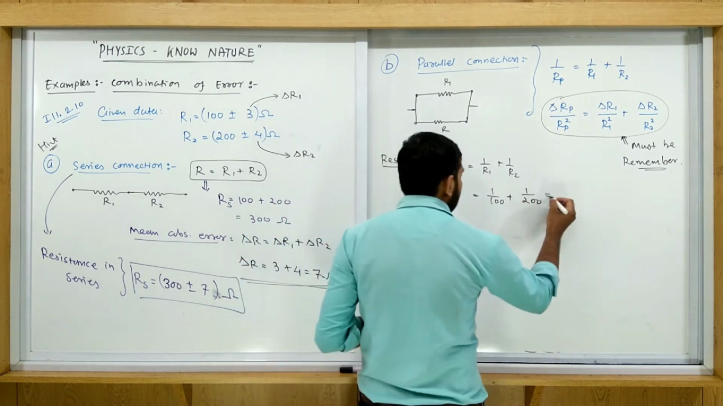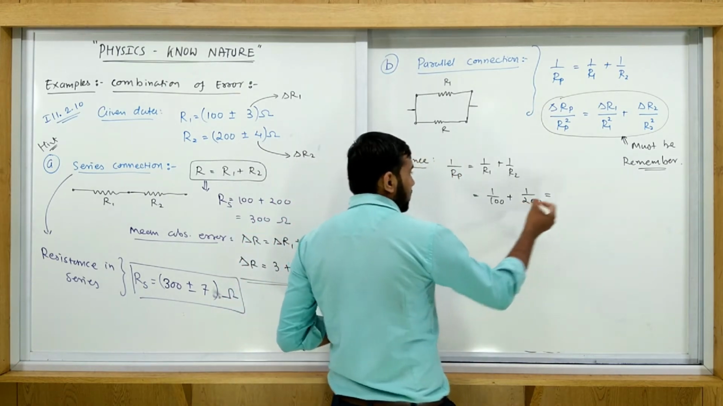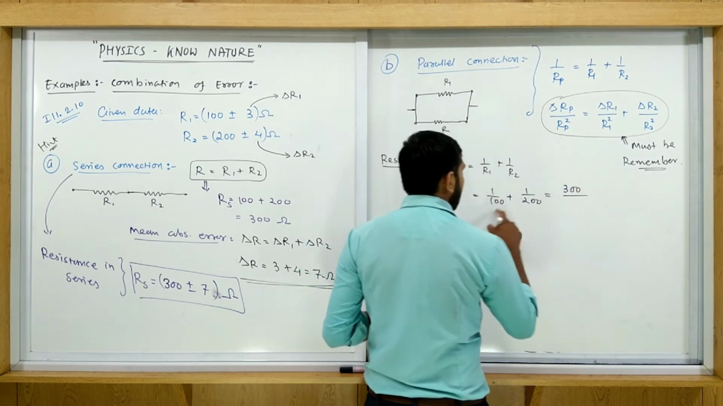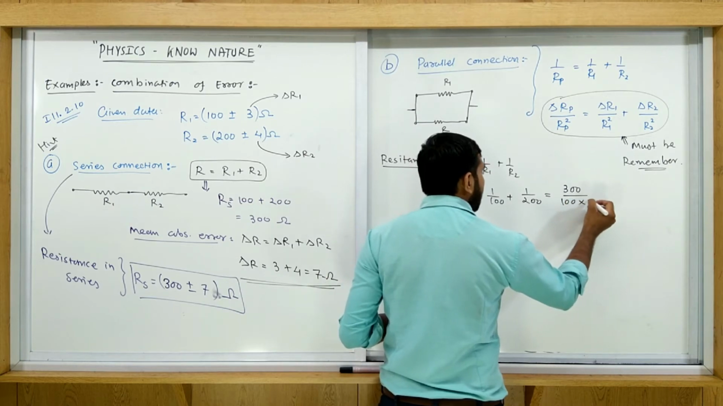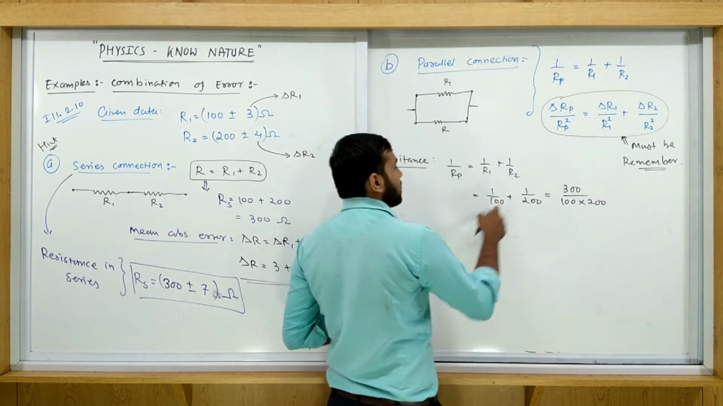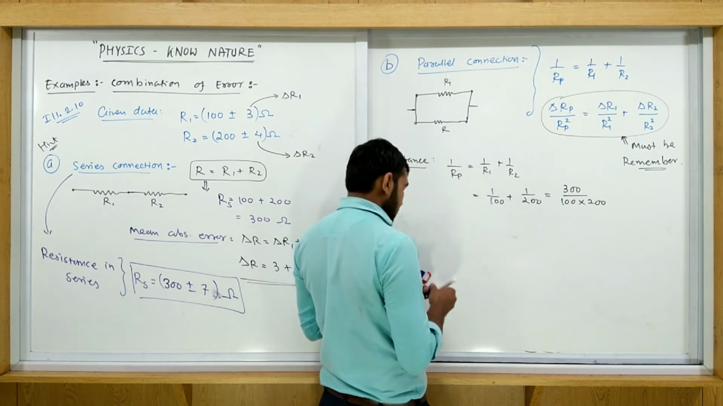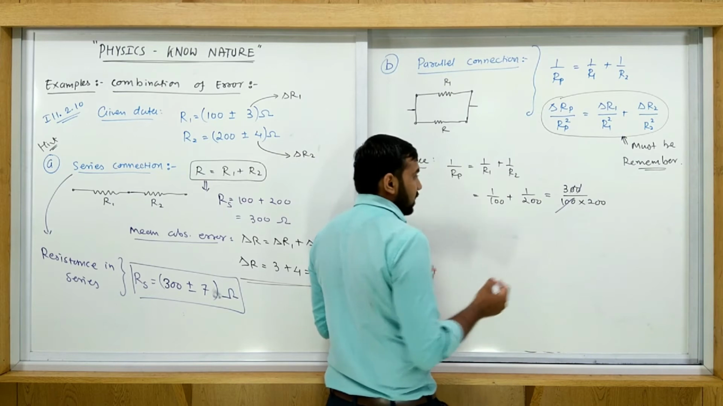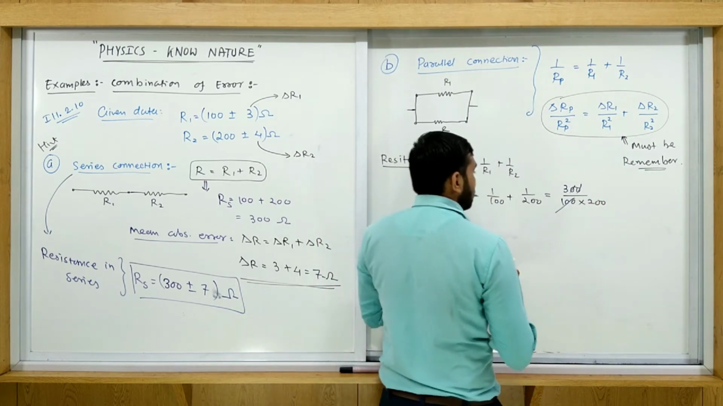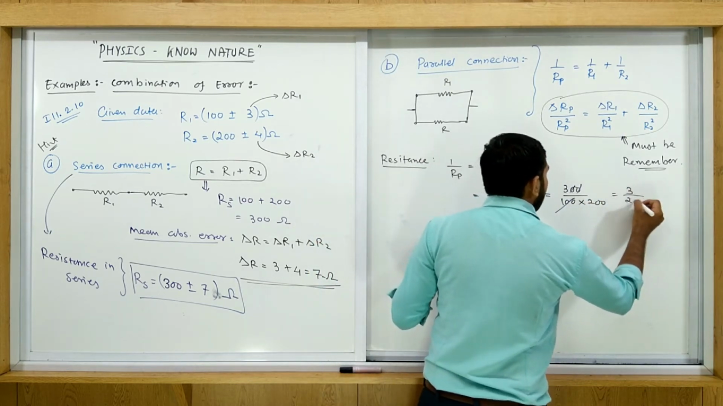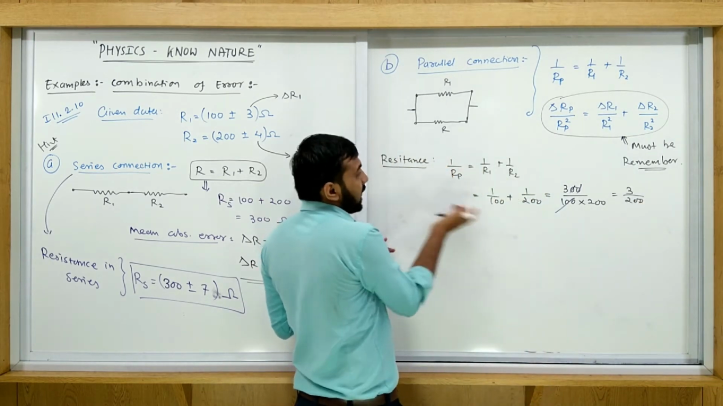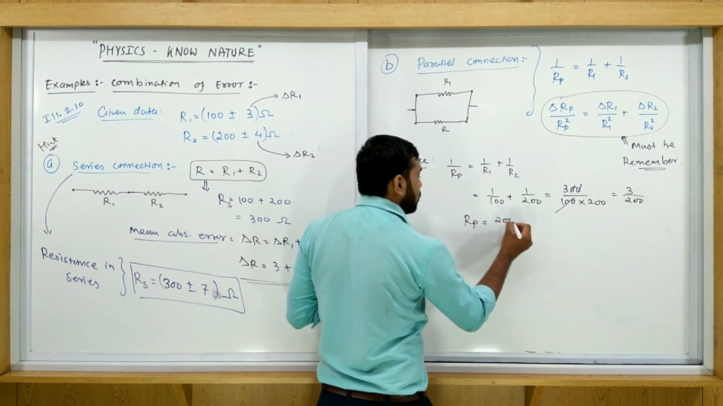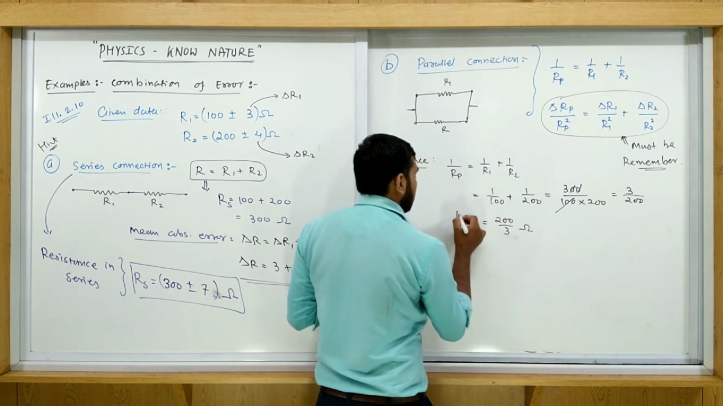Simplify this relation. So 1 upon 100 plus 1 upon 200 is 200 plus 100 upon 100 into 200. So the zeros cancel out. The final answer is equal to 3 upon 200, but it is 1 upon Rp. So take the reciprocal of this one. So Rp is equal to 200 upon 3 ohm.